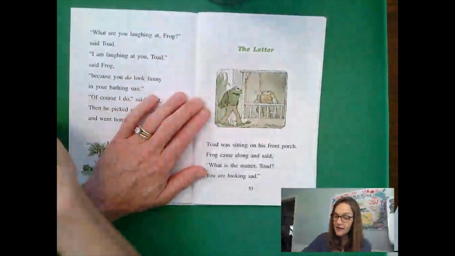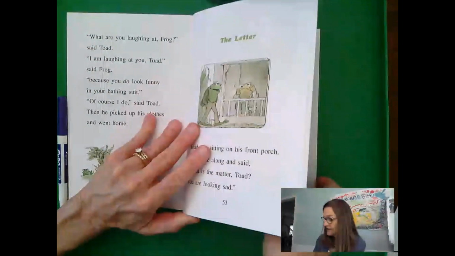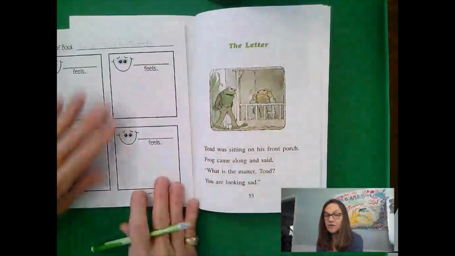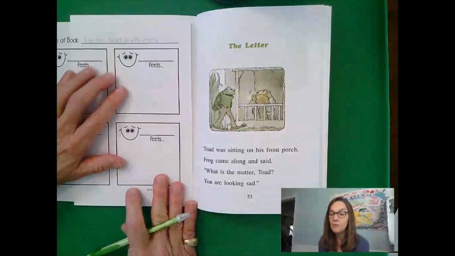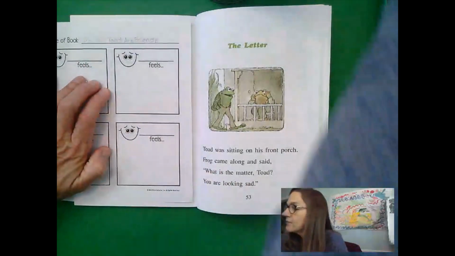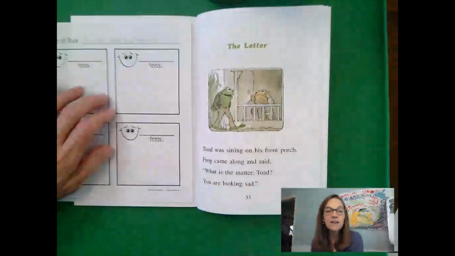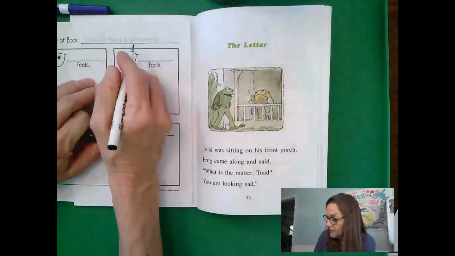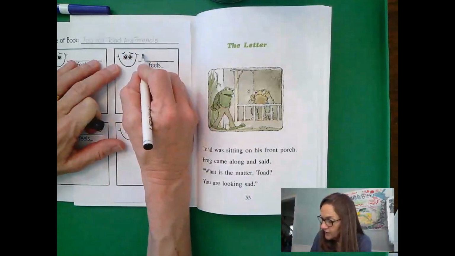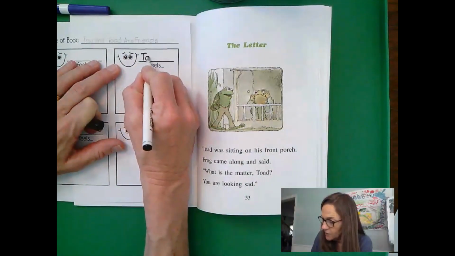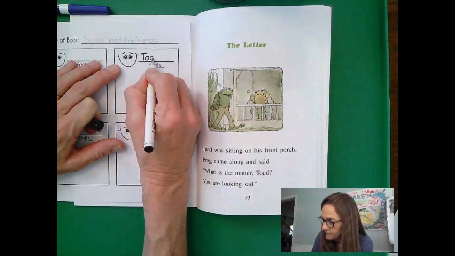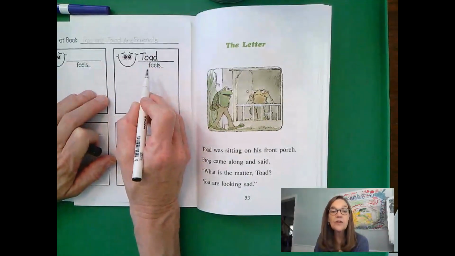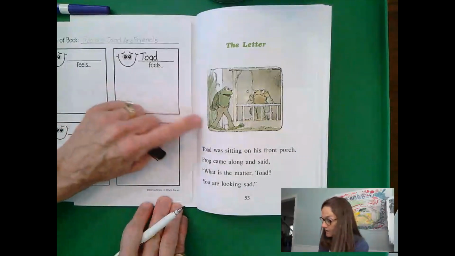Okay, let's go back to the beginning of this story. And as we read, let's look for some of the feelings and just jot them down. I'm going to put my little piece of paper over here. I think I better use a black marker so you can see. Let's jot down some of Toad's feelings. So I'm going to write Toad here. This says, Toad feels. Let's read along and look for the words.